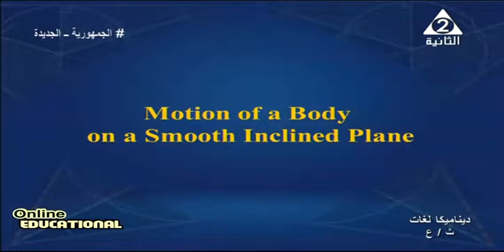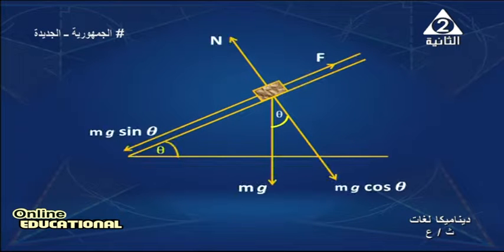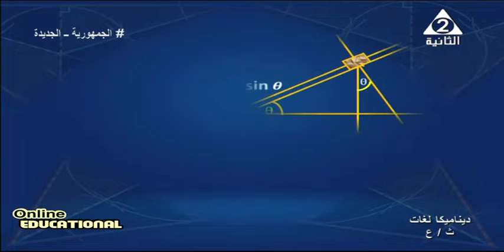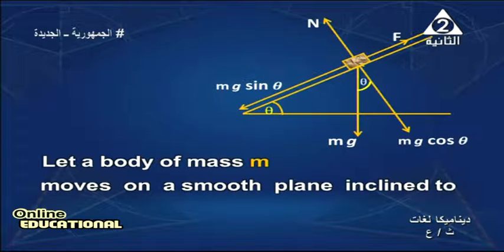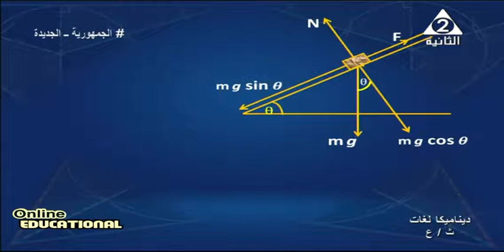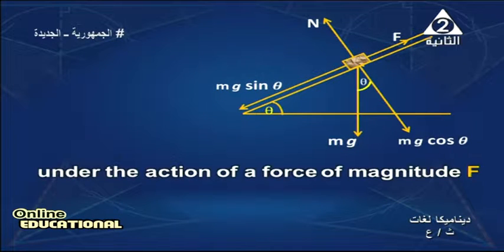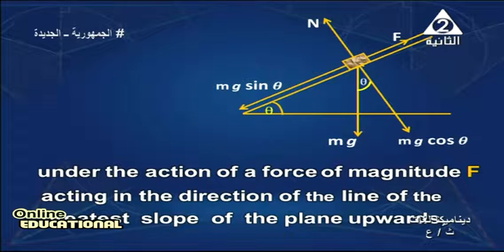Motion of a body on a smooth inclined plane. Let a body of mass m move on a smooth inclined plane, inclined to the horizontal with an angle of measure theta, under the action of a force of magnitude F, acting in the direction of the line of the greatest slope of the plane upwards.